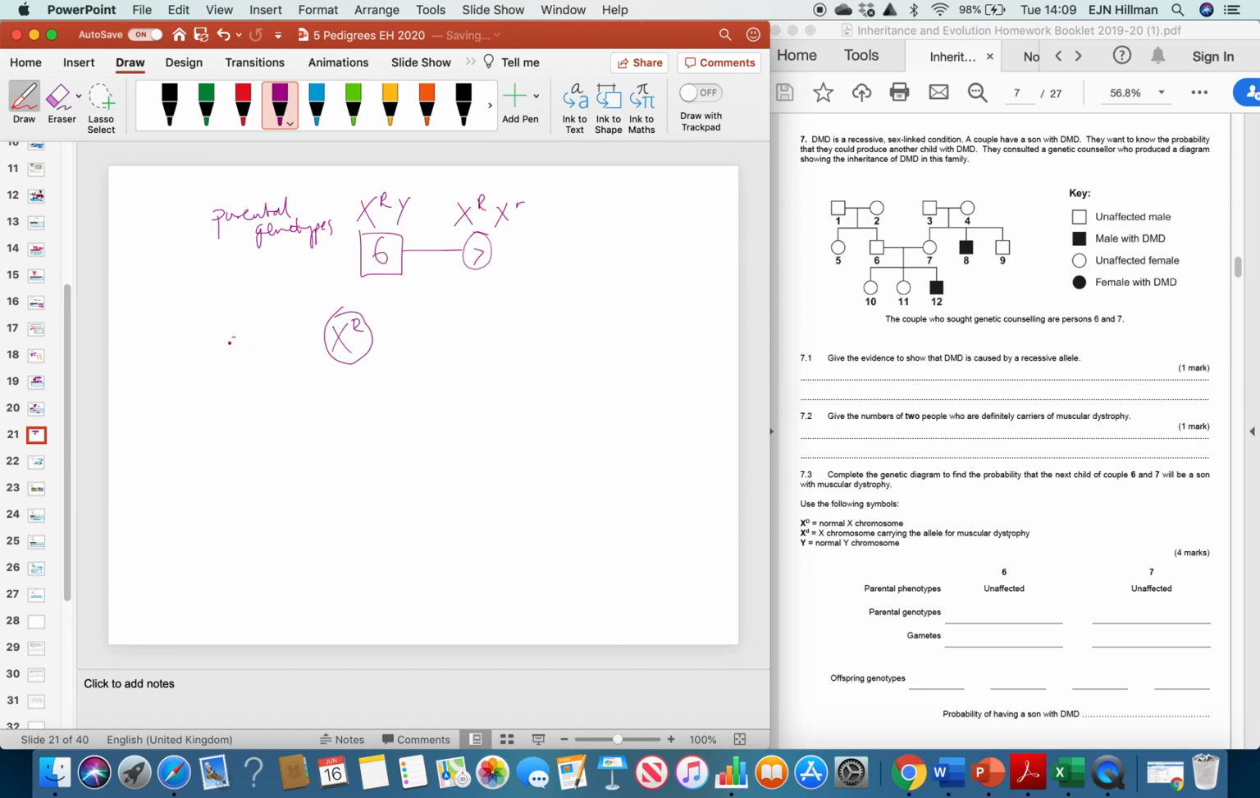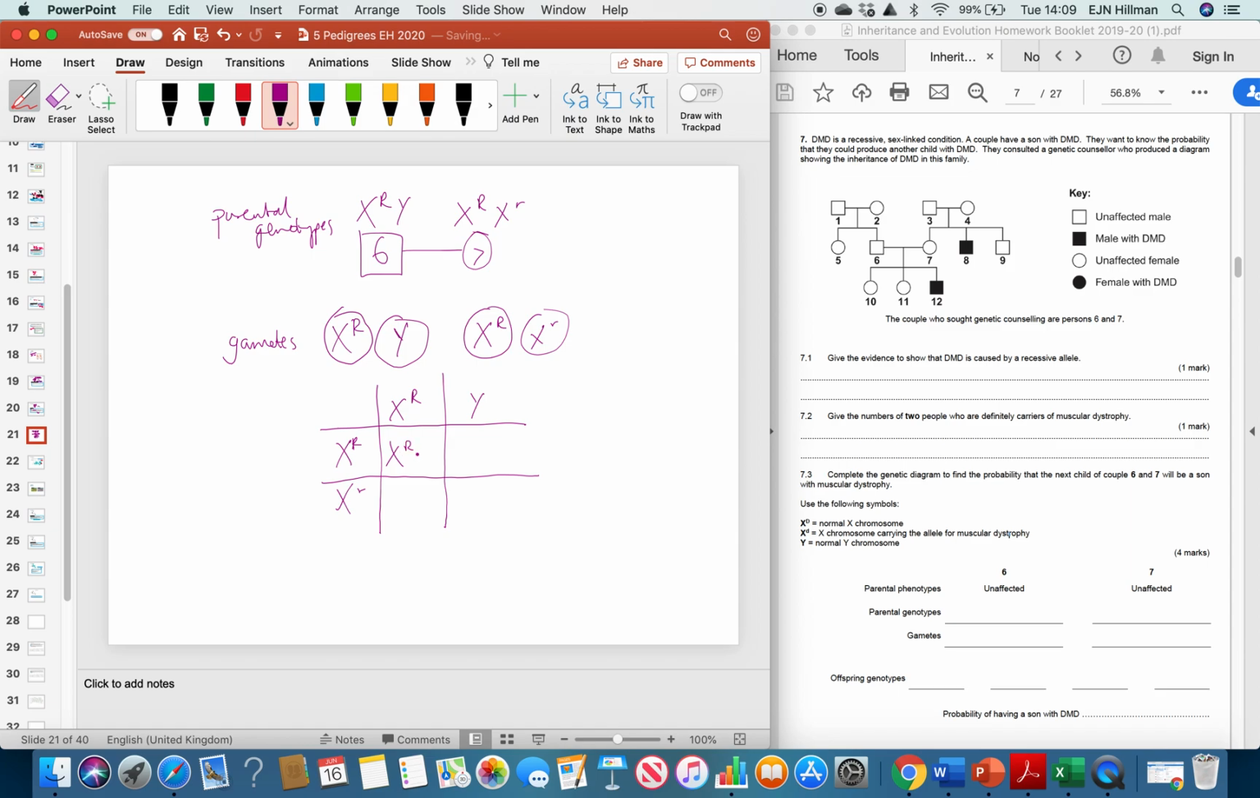Remember to draw the gametes in circles to make it really clear that they are gametes. So the male can either produce an X chromosome in his gamete with that dominant allele or a Y. The female can produce one or the other. The Punnett square, if you lay that out, would look something like this. That's the dominant one, and the recessive one. Let's see if I can draw a straight line here. I'm getting better at this.